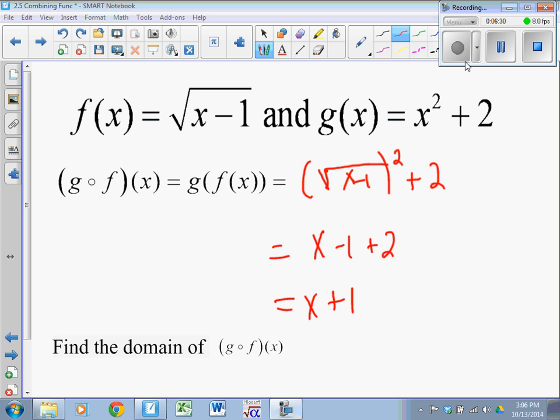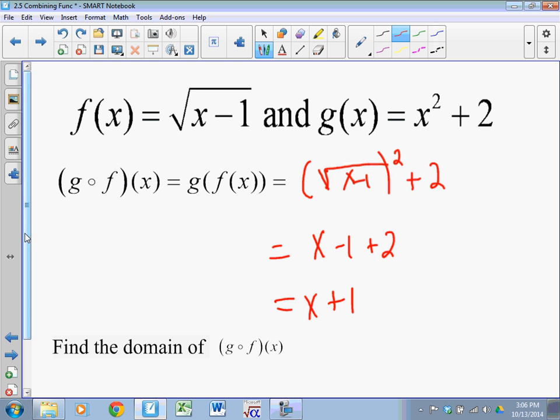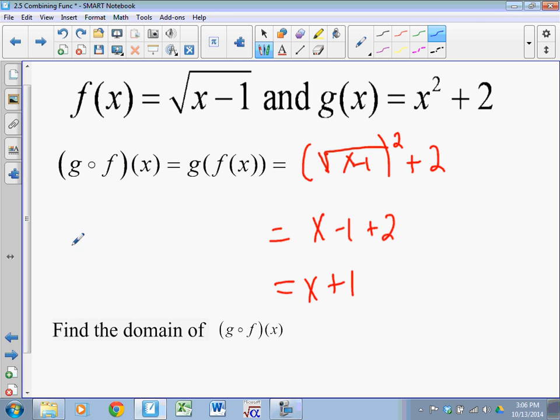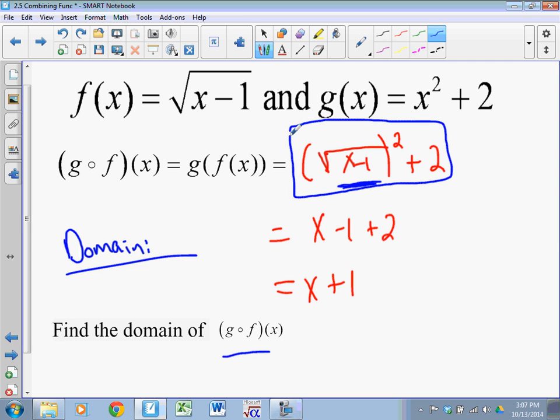Now, the question is, what's the domain? Here we have to be careful when we try to find our domain. Because if you look at the final, it's x plus 1. All looks good. But if I go up here, I can't put in a number less than 1. So when you find the domain of these functions, you have to do it before you simplify, because you can cancel things out. So you have to look up here and say, well, my domain, x has to be greater than or equal to 1. Don't simplify when you try to find the domain.